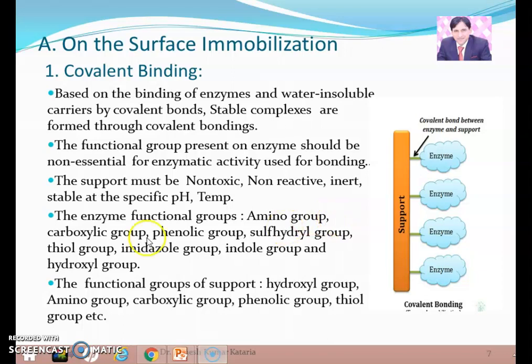What functional groups are available with enzyme? Like amino group, carboxylic group, phenolic group, sulfhydryl group, thiol group, imidazole group, indole group and hydroxyl group. These are certain functional groups available with enzyme that have the property to bind with support. The functional groups available with support may include hydroxyl group, amino group, carboxylic group, phenolic group, thiol group, etc., which are available to bind with enzyme.